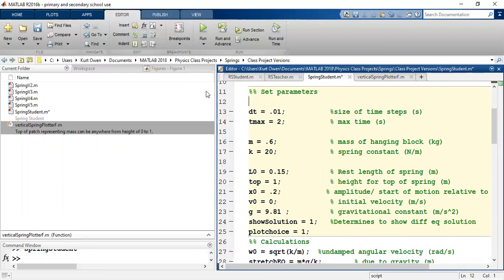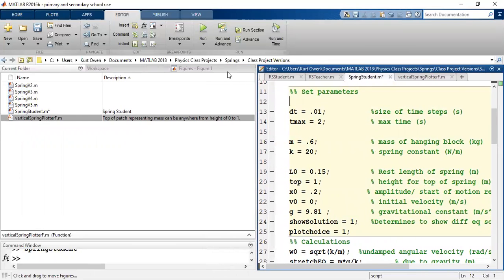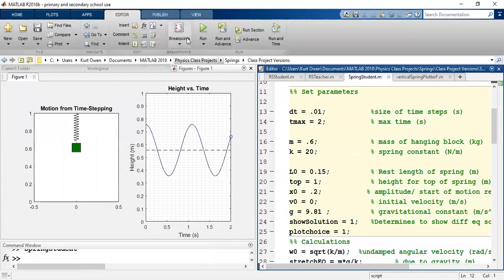Let's run it first to see what it looks like, and then we can talk about it. So when I run this code right now, you can see we have an animated picture on the left of a mass on a spring that's simply bouncing up and down. Okay, and so it's oscillating around an equilibrium height. As it oscillates, we can see a graph of height versus time. So that's what this simple version does.